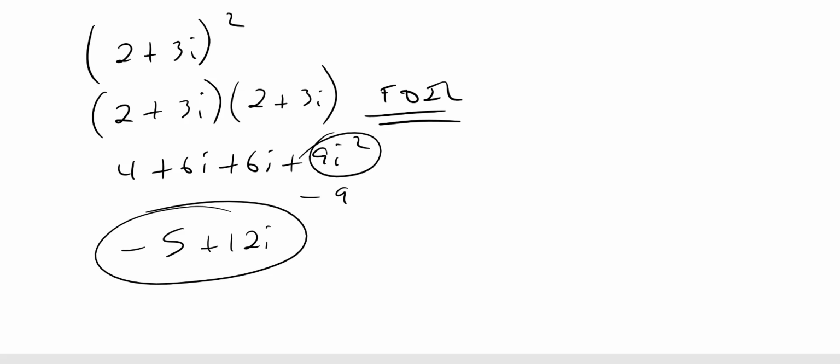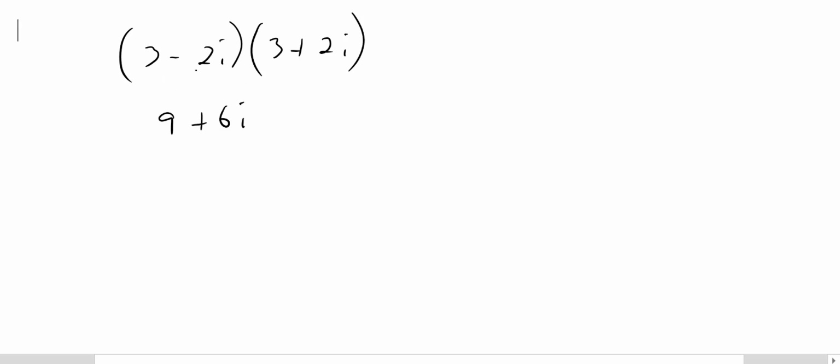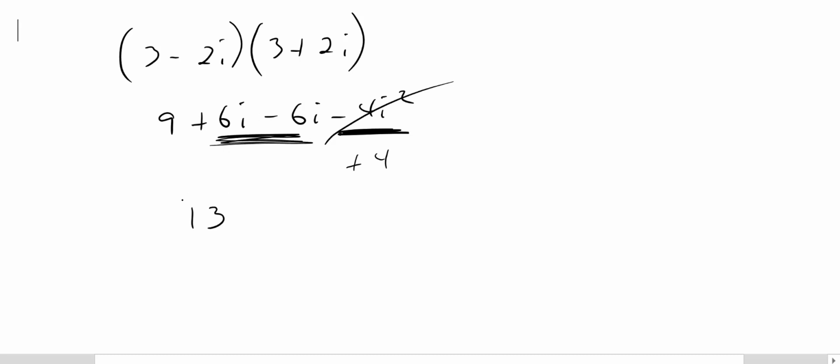Okay, let's try this one here. (3 minus 2i) and (3 plus 2i). So let's see what happens with that. So FOIL it. So 3 times 3 is 9. 3 times 2i is 6i, minus 6i and minus 4i squared. Okay, right there, guys. That becomes plus 4. So 9 plus 4 is 13. And, oh, hey, these cancel. So that's the answer, 13. Okay? All right, a couple more.